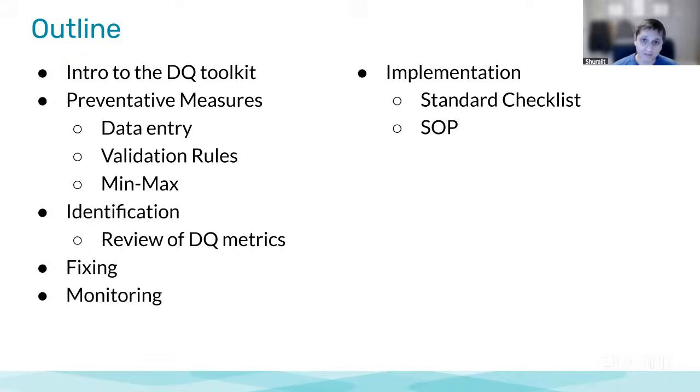We also have some discussion around the actual fixing of these issues. So how do you actually do that, and what are some procedures around that? And then once those fixes are implemented, or even once you've come up with strategies for fixing these data quality issues, how do you monitor whether or not those data quality issues have been fixed over time? So we've broken things up into those four processes, and we'll discuss that.